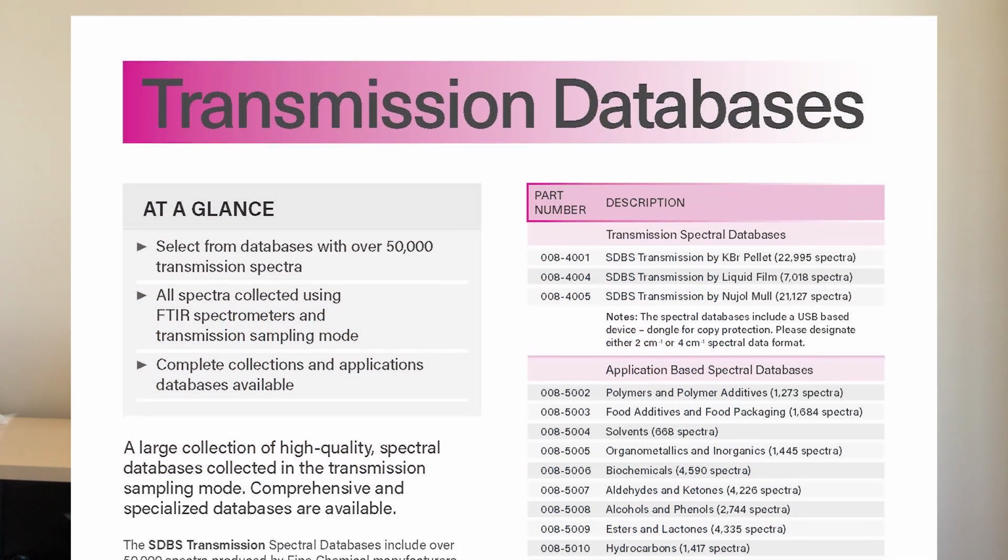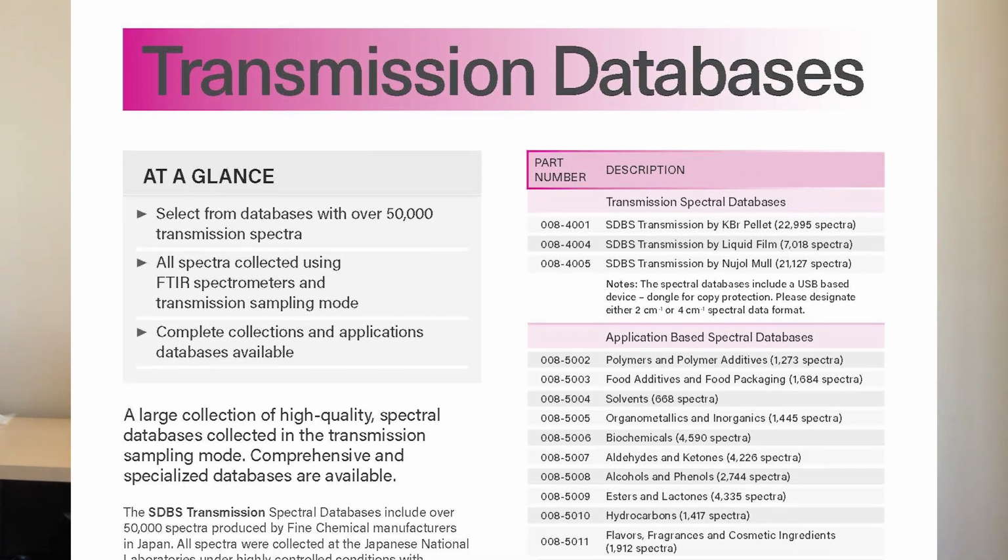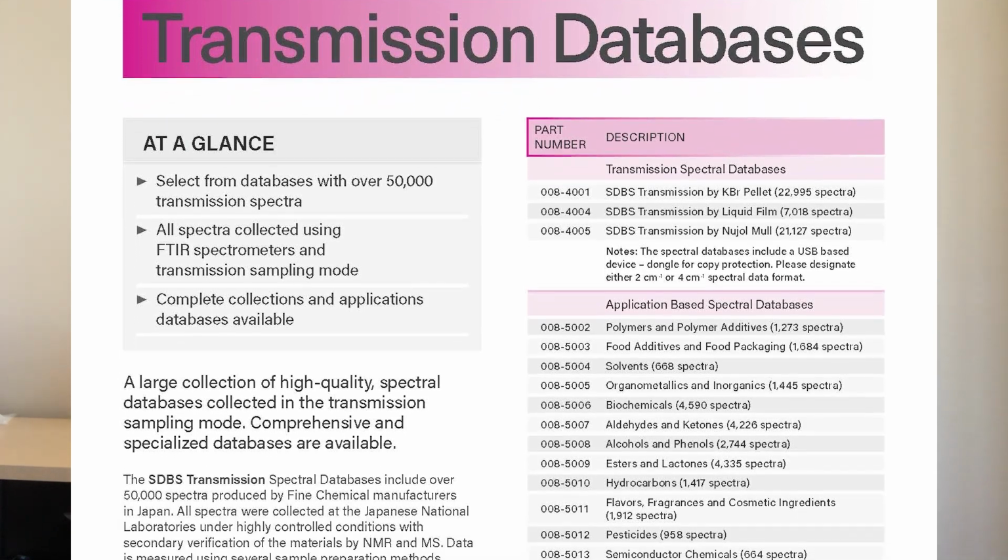So for your tip this week, if you need a database in your lab, but you're only analyzing certain samples, you don't have to buy a complete comprehensive database. You could just purchase a small subset. In this example, I used only a polymer database that didn't have any other materials except polymers and polymer additives. So there's your tip this week.